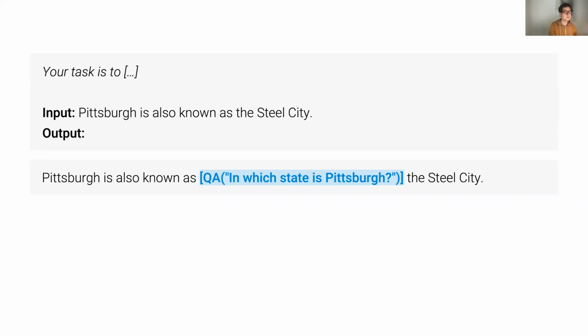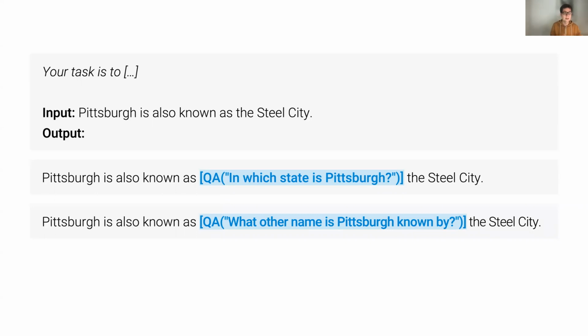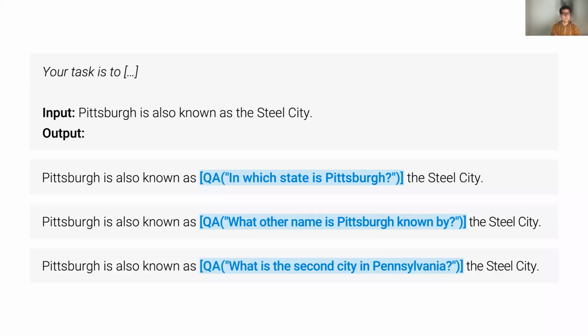We might also get useful API calls like this one here. What other name is Pittsburgh known by? And then because we're working with a relatively small model, we might also get some completely nonsensical API calls like this one here. What is the second city in Pennsylvania? Which would imply that there are only 2 cities in Pennsylvania.